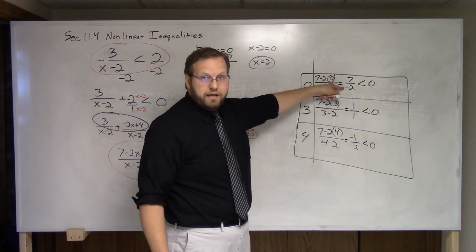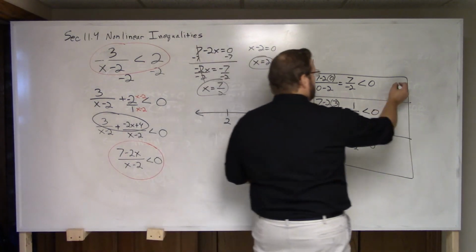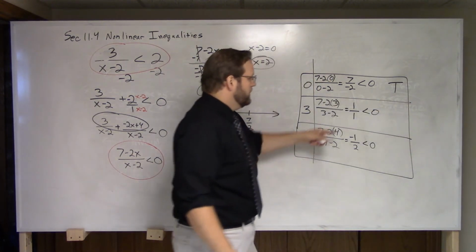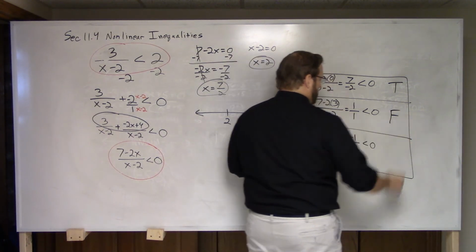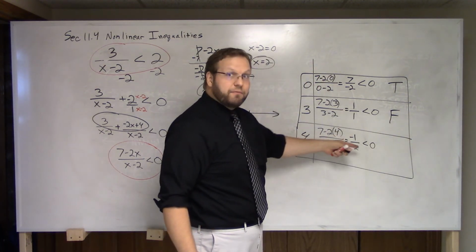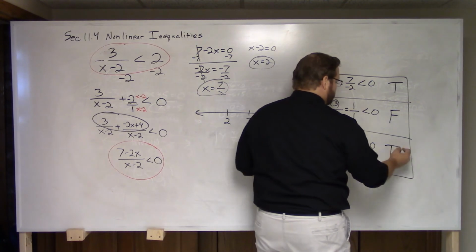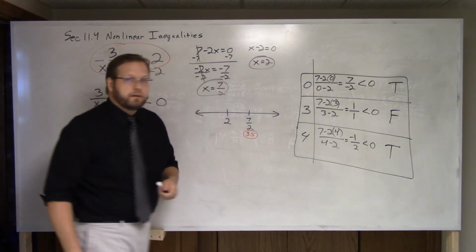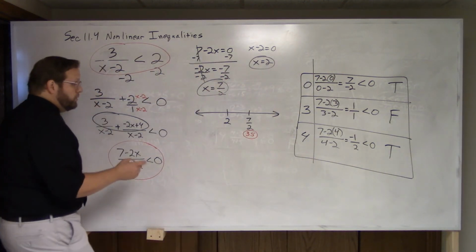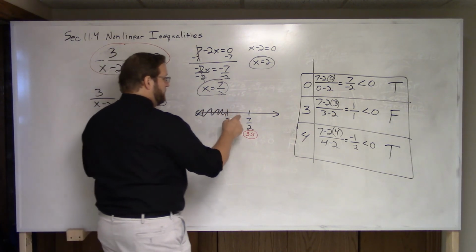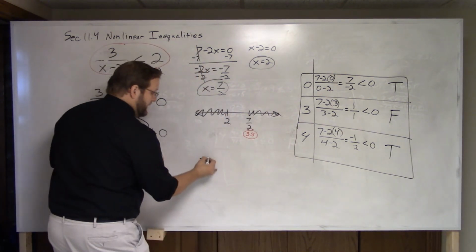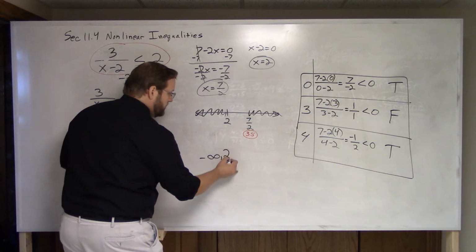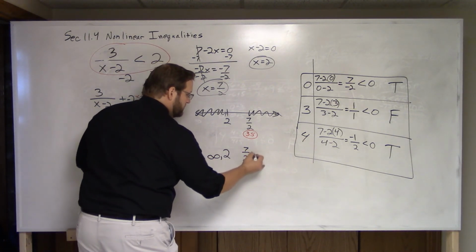Negative 7 halves. Negative anything less than 0? Yeah, that's true. Positive 1 less than 0? No. Negative 1/2 less than 0? Yes. And there we have it. So what we have is true, false, true. So we go negative infinity to 2, and then 7 halves to infinity.